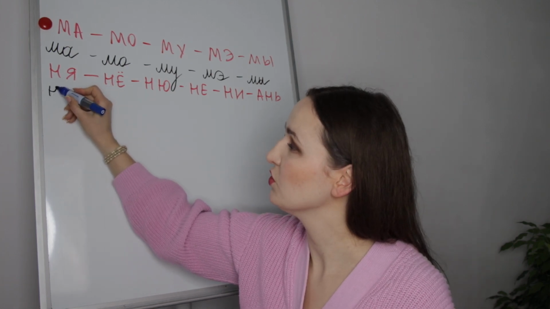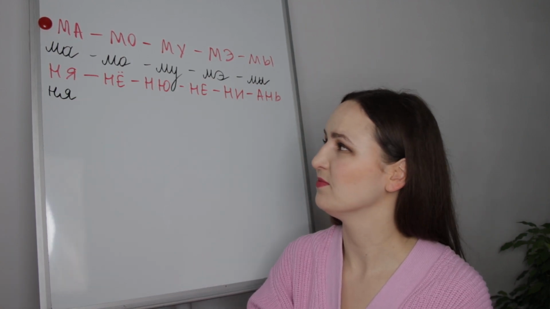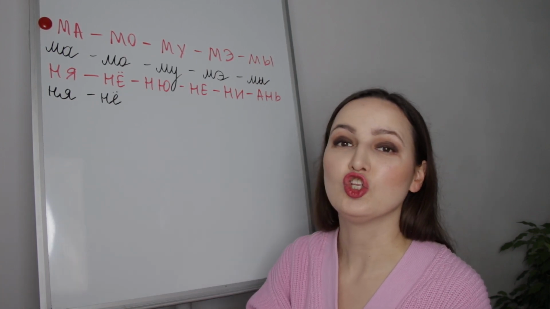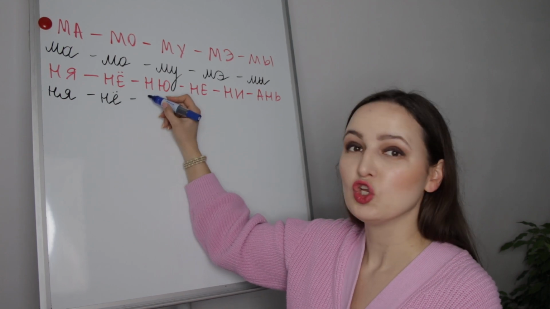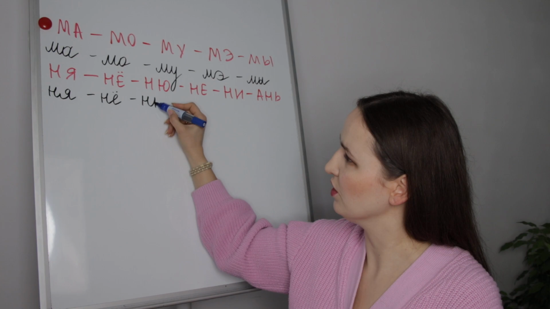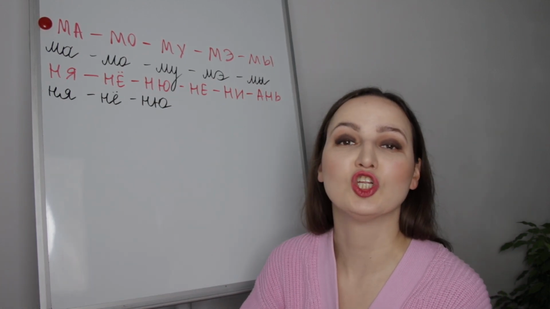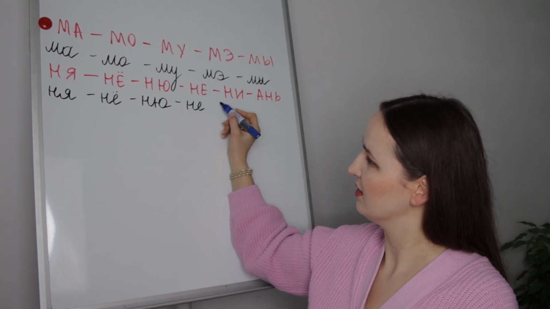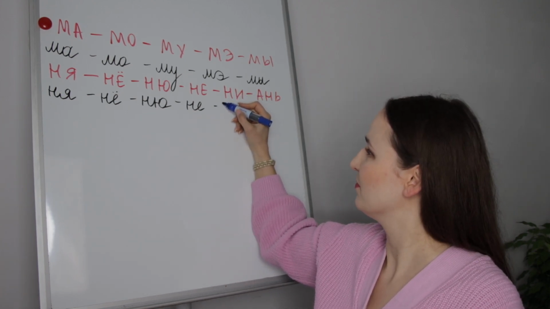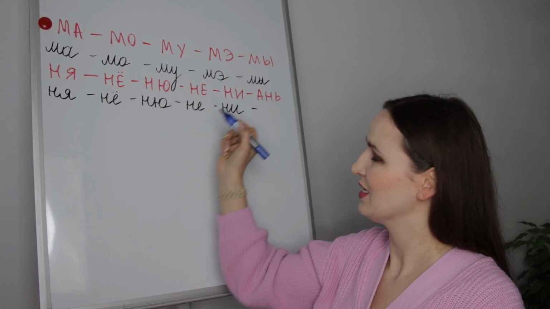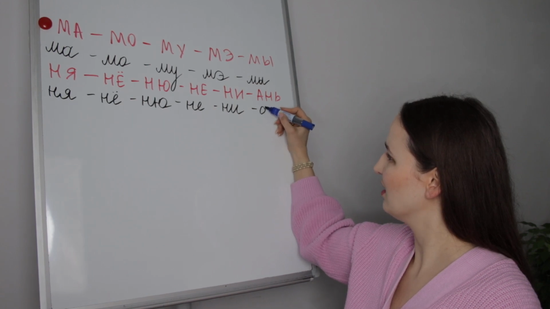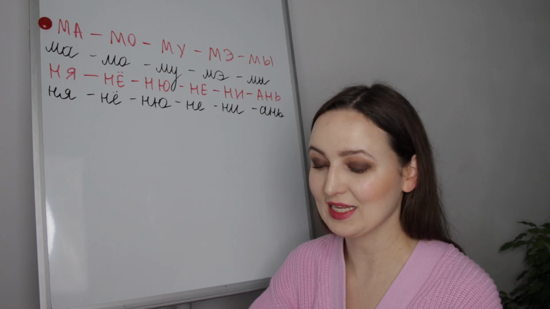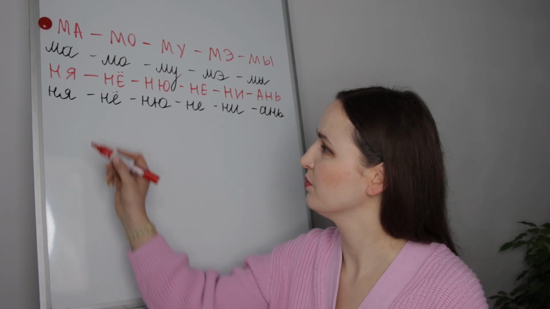Ня. One, two, three. Ня, ньо. One, two, and йо. Like this. Ню. One, two, three, four, five. And create a connection. Ня, не, ни, and ань, and create a connection. Let's continue with тя, with the letter тэ.